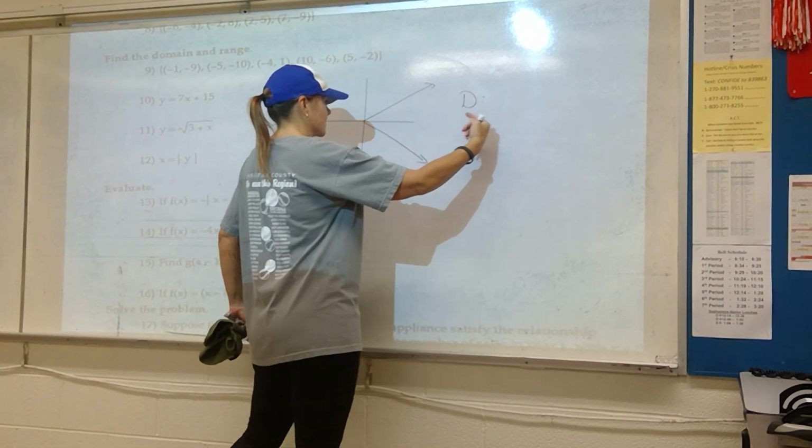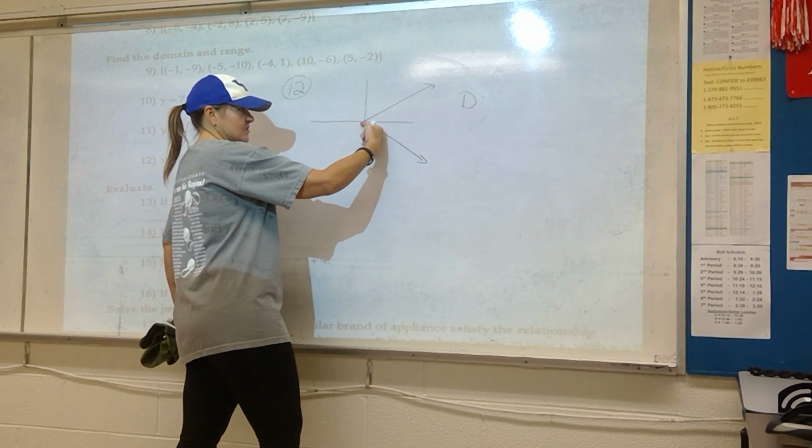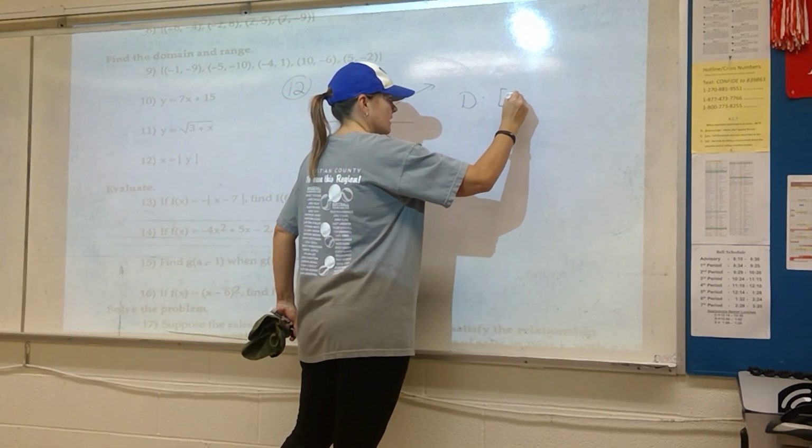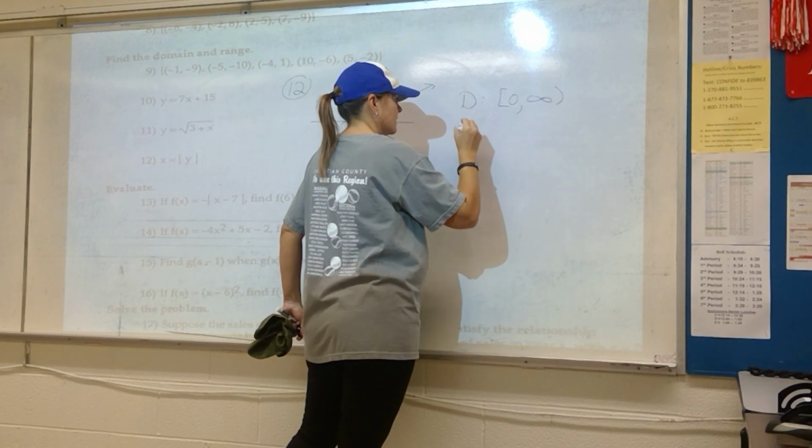So domain is x, x goes left and right. It goes to 0 is where it starts on the left, and it goes right forever, infinity.